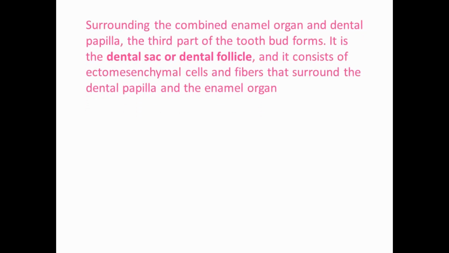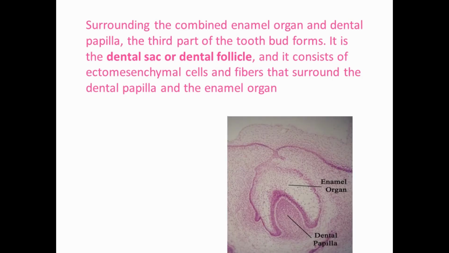Surrounding the combined enamel organ and dental papilla, the third part of the tooth bud forms. It is the dental sac or dental follicle, and it consists of ectomesenchymal cells and fibers that surround the dental papilla and enamel organ. So here we have seen the enamel organ and dental papilla. Surrounding this, the dental follicle or dental sac is formed.